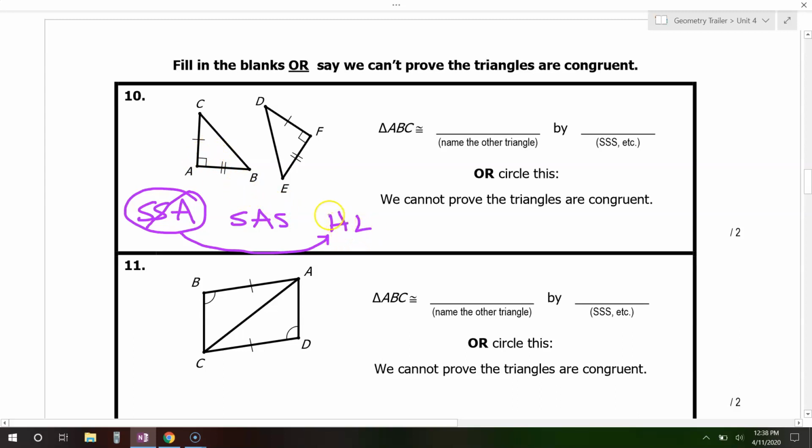Hypotenuse leg. Is the hypotenuse marked? Well, no. Here's the hypotenuse across from the 90-degree angle. It is not marked, so it is not hypotenuse leg. So maybe it's side angle side. For that, the angle has to be between the two sides. And oh look, that is what's happening.